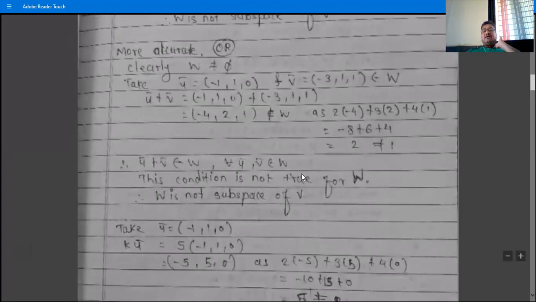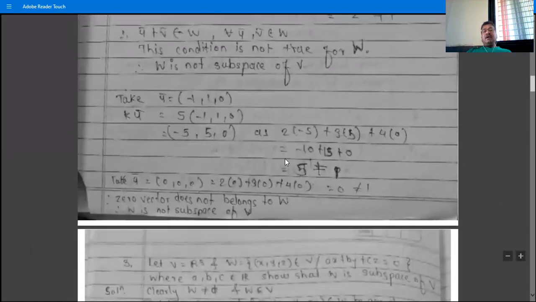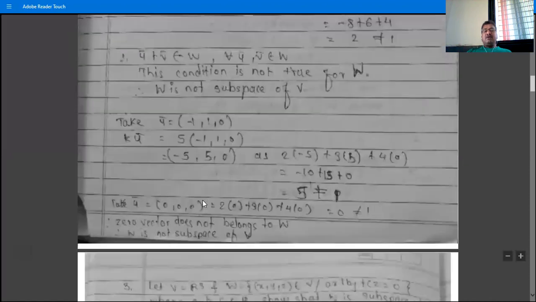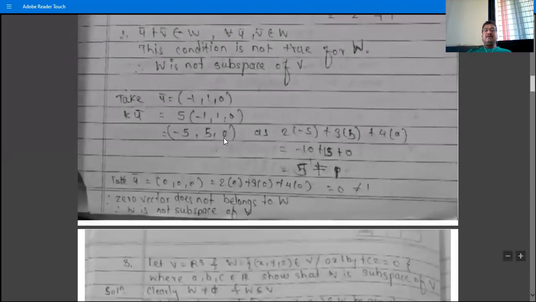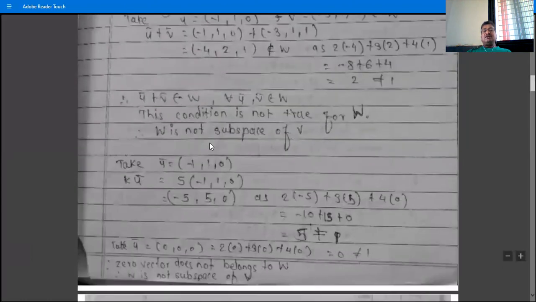So we have to write a counterexample for any one condition, right? Either this example or this example as a counterexample. Take u bar as (-1, 1, 0) and k u bar, taking k as 5. So 5 into (-1, 1, 0) is (-5, 5, 0). And this is not an element of W because it does not satisfy this condition. And therefore we can say that W is not a subspace of V. So in some examples both conditions fail.